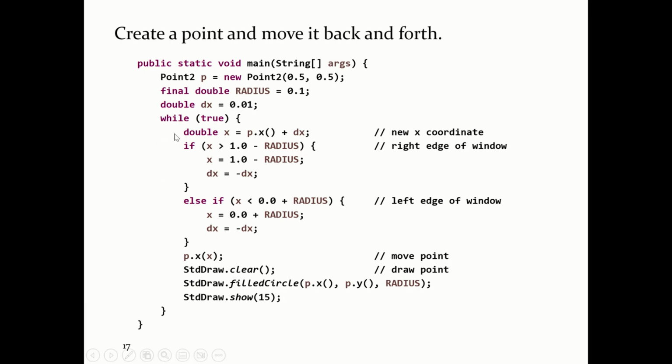And then I've got a loop here. Inside the loop, all I'm doing is moving the ball back and forth. So I'm changing its x coordinate by dx. When I get to the right-hand side of the screen, I'm going to negate dx so it moves to the left.